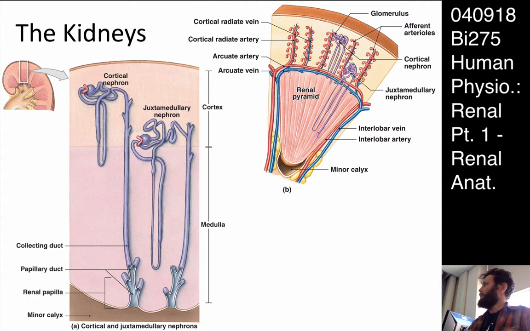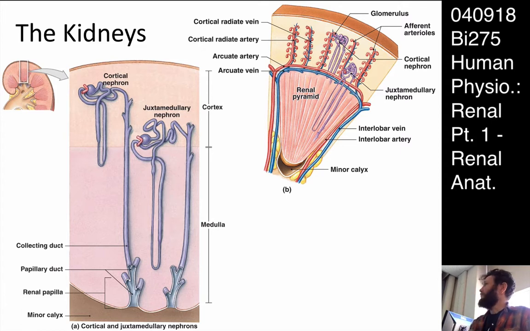But you can see here how a nephron goes into this collecting duct that then a number of collecting ducts coalesce into a papillary duct that emerges through an aperture on the renal papilla and delivers what is at that point urine into the minor calyx that's associated with it.